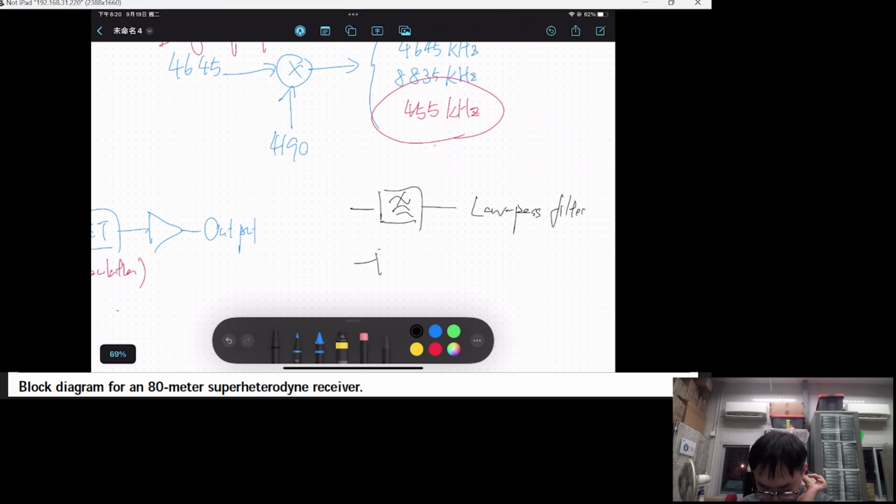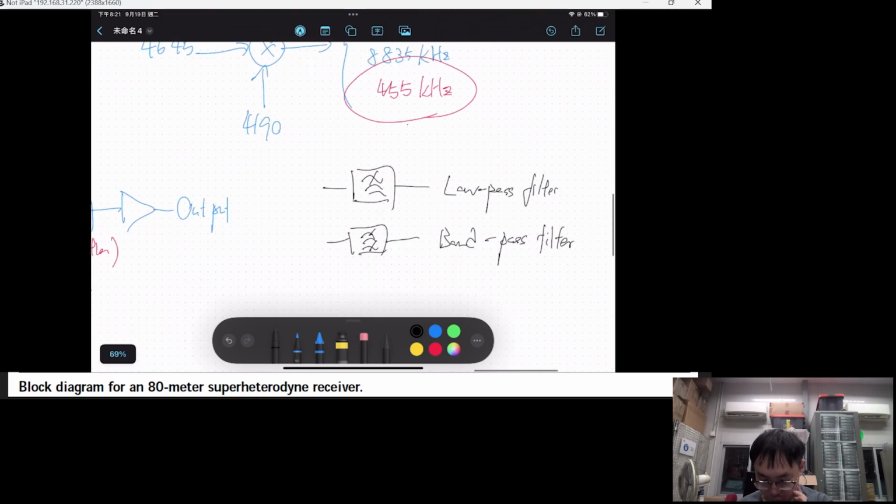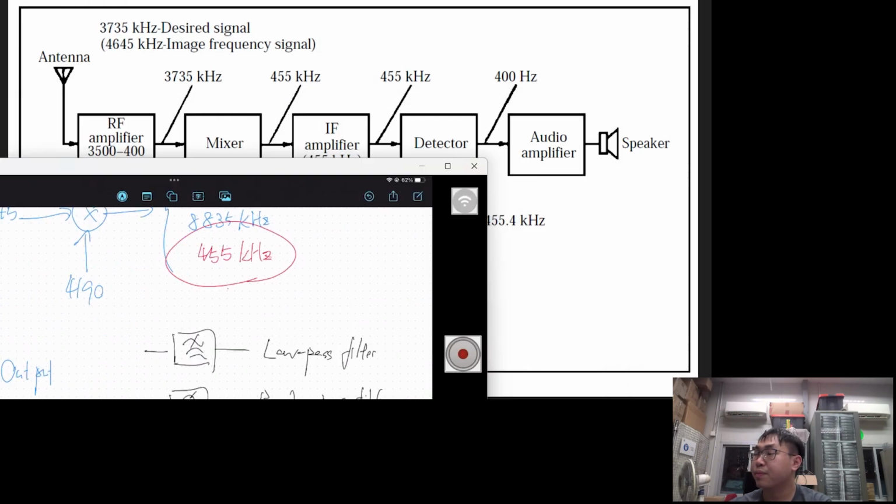Or we can use a band pass filter. So it depends from case to case. You have to know what your image frequency is. Of course, the band pass filter is the easiest to understand why to use it, right? So we can use it.